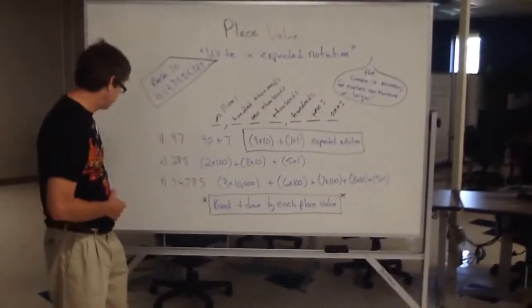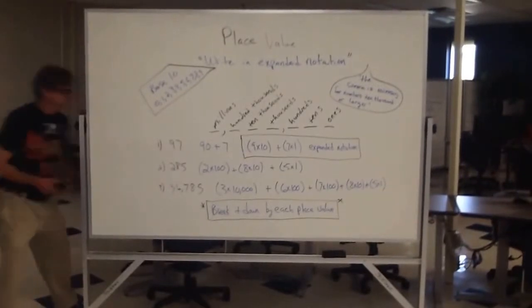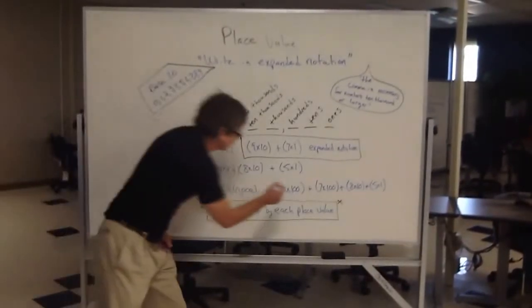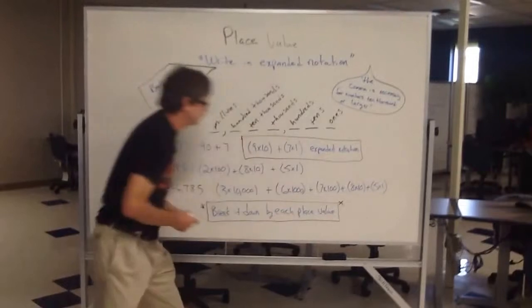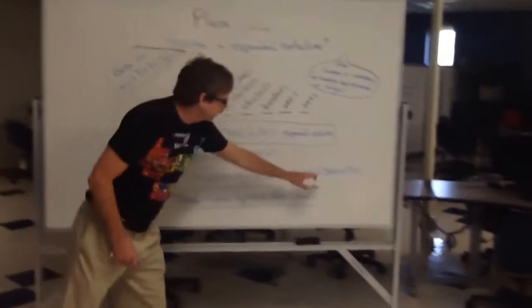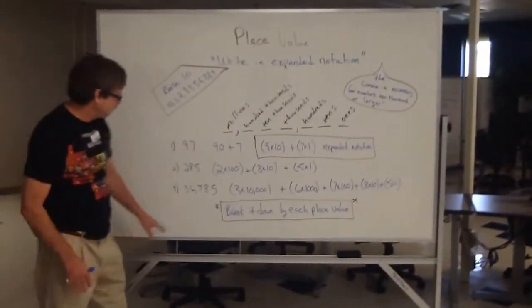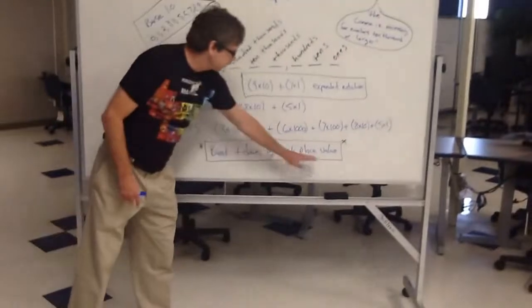Looks like I messed up there. A little 6 timeout here. So we need 6 1,000s. There we go. 7 100s. We have 8 tens and 5 ones. Again, for place value, you really want to break it down by each place value.